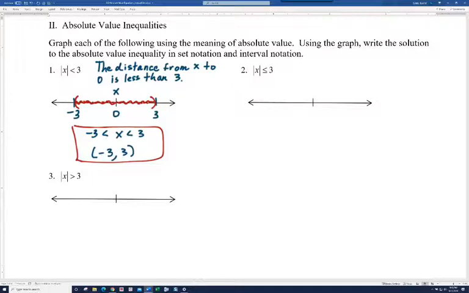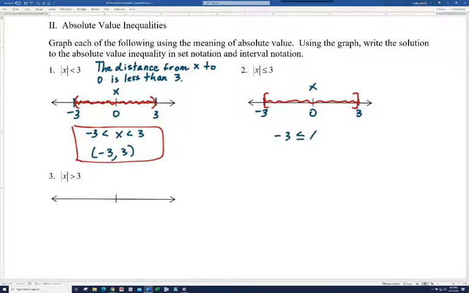All right, so here the distance from x to 0 is less than or equal to 3. And so it's going to look very similar. The only difference is you're going to have brackets at 3 and -3. 3 and -3 are part of the solution here, because we have the distance from x to 0 is less than or equal to 3. It can equal 3, and so we do include the endpoints here.